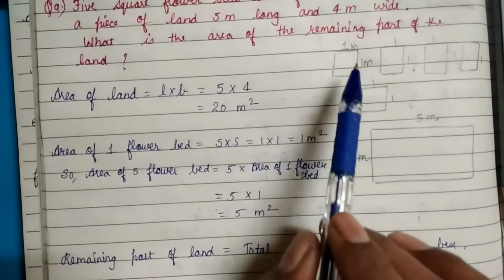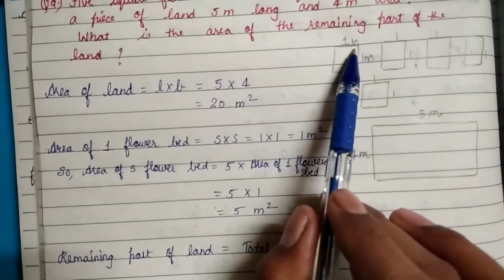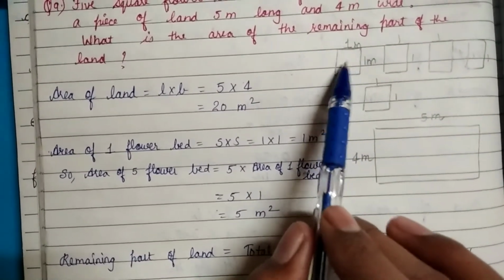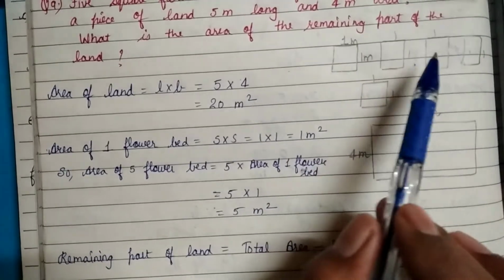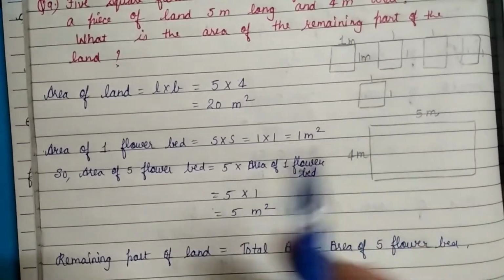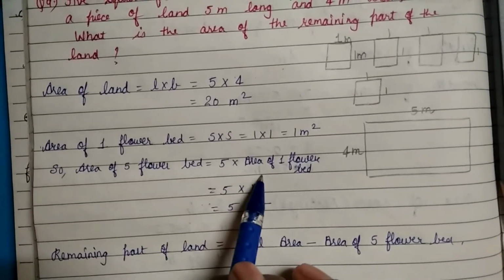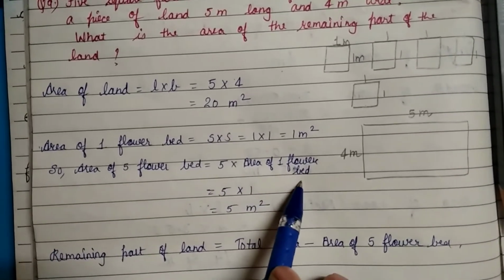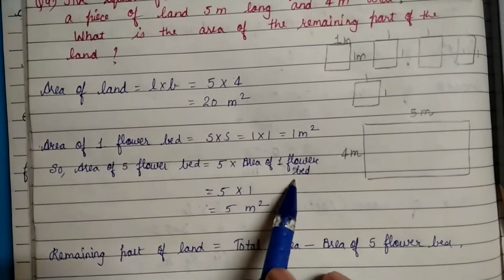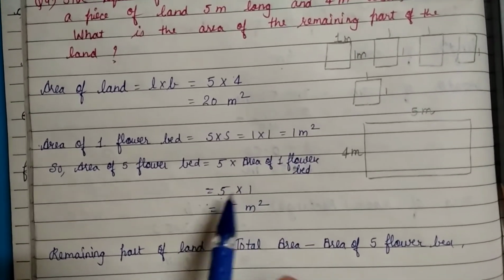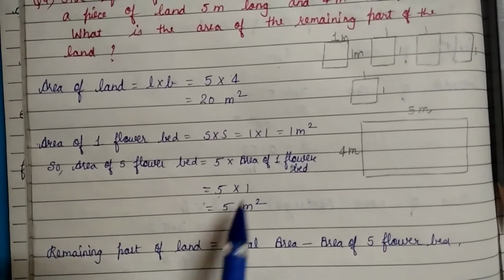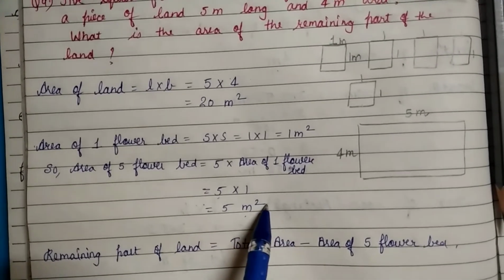Okay, so this is the first flower bed, and we have exactly 5 beds of the same size. That's why area of 5 flower beds is equal to 5 multiplied by area of 1 flower bed, and the area of 1 flower bed is 1, so 5 multiplied by 1 is 5 meter square.